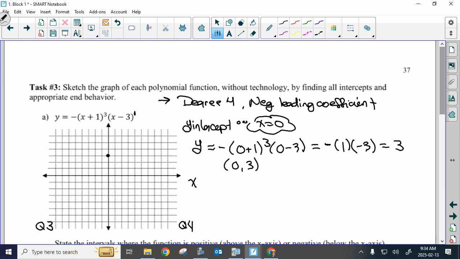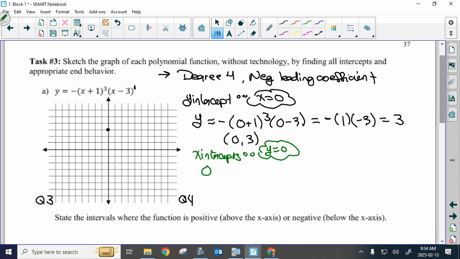For my x-intercept, I'll use a different color. For x-intercepts, what am I thinking? Y equals 0. This negative sign does not change the x-intercepts. A reflection across the x-axis has invariant points on the x-axis. So the x-intercepts don't change. No matter what A is, it will not change your x-intercepts.